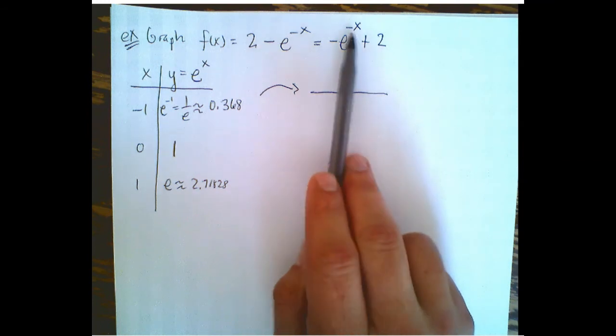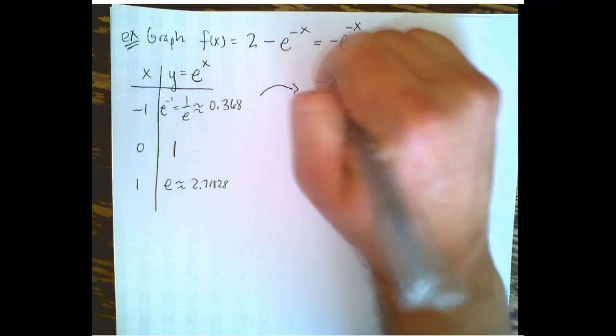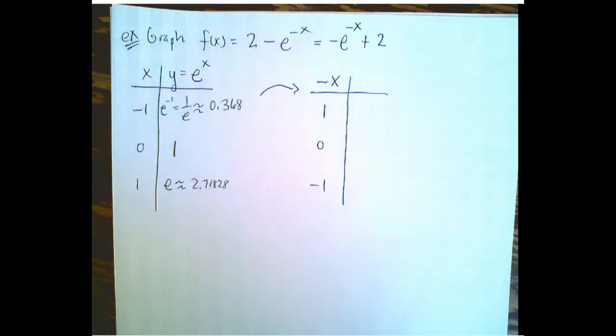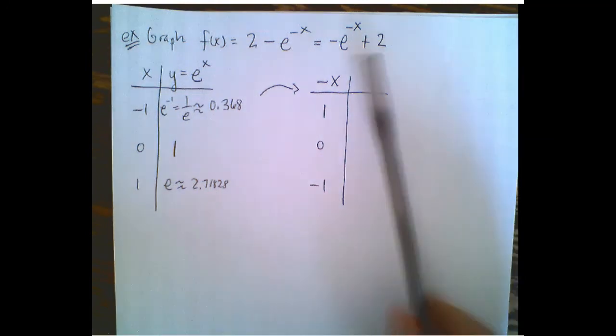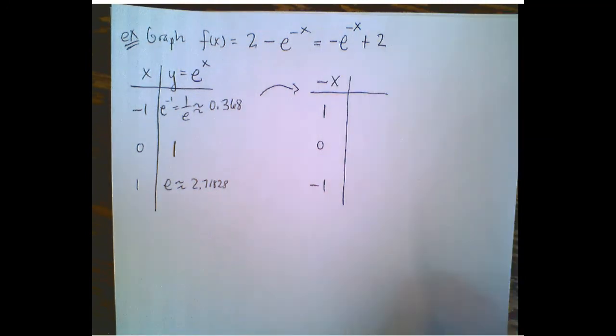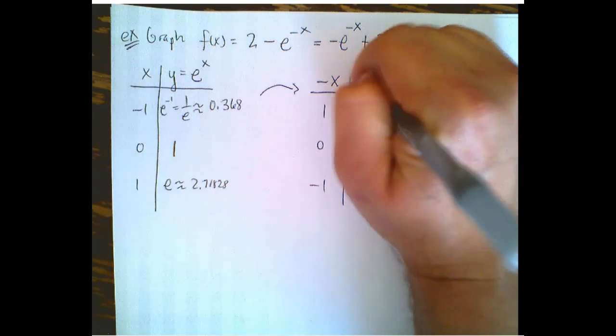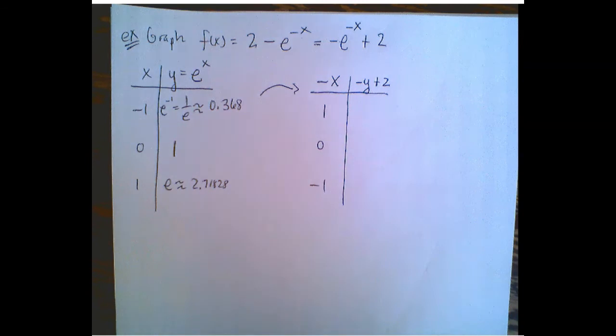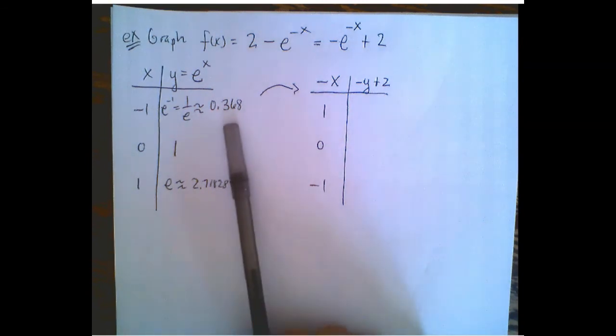So let's think about what we're doing to x. The only thing we're doing to x is making them negative, right? So we would negate all the x's. So we have 1, 0, negative 1 instead. And then we're making the y's negative and then adding 2. So make sure you follow the order of operations, negative y plus 2. Okay. So let's see what we get.